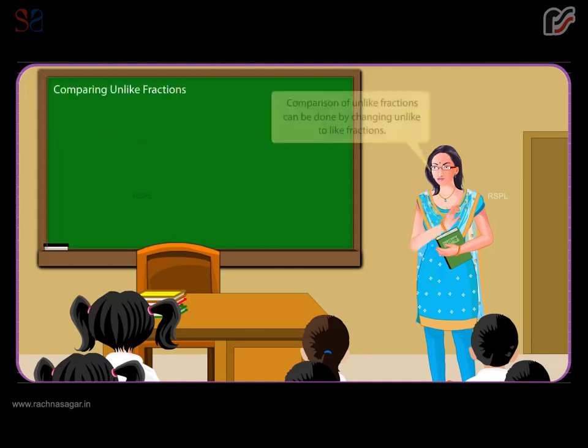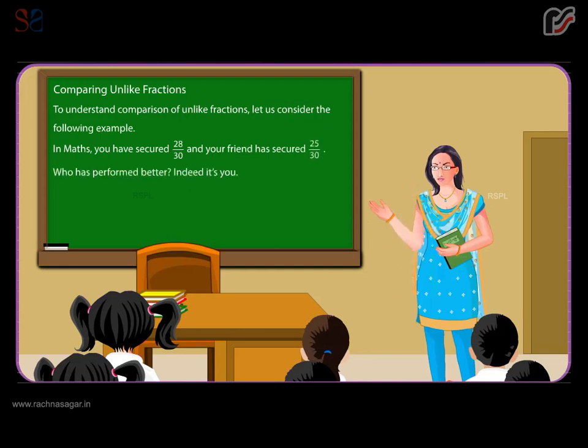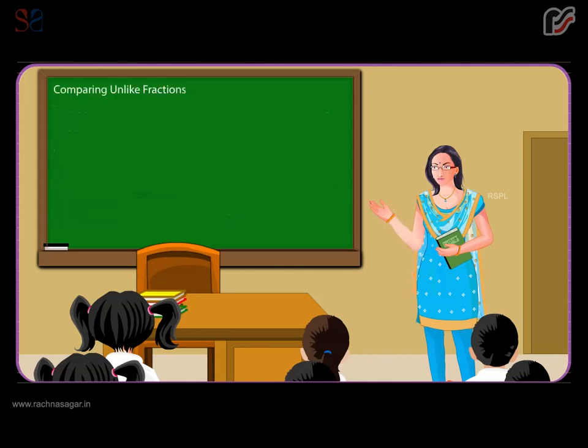Comparing unlike fractions. Comparison of unlike fractions can be done by changing unlike to like fractions. To understand comparison of unlike fractions, let us consider the following example. In maths, you have secured 28 by 30 and your friend has secured 25 by 30. Who has performed better? Indeed, it's you. But at the same time, in English, out of 25, you have secured 22. And in the other test, you have secured 18 out of 20. In which test did you perform better?